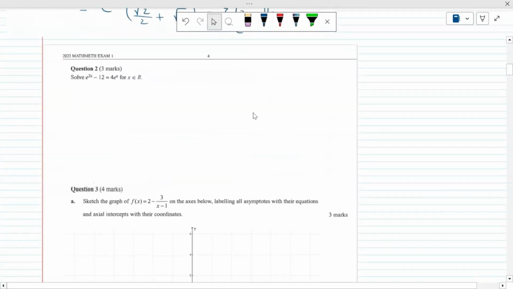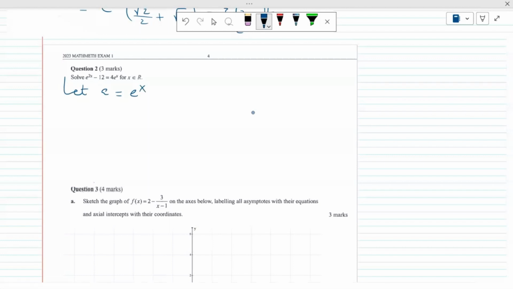So let's move on to question 2. The question is asking us to solve. Solving means you get the x value. So in this case, let a be e to the power of x. That gives us a squared minus 4a minus 12 equals 0.